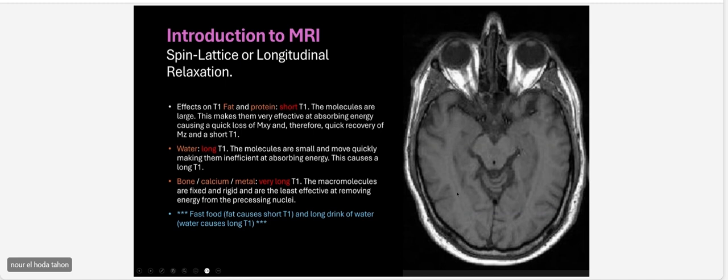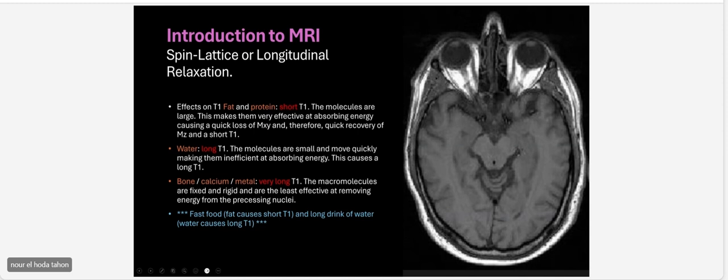Regarding the bone, calcium, and the metals, the T1 is very short because they are macromolecules, and it's less effective to have energy. So you can see here this calvarium, you can see it. It's like intermediate signal. Sometimes the calcium can also be bright or intermediate signal. It's this part of the bone as well.